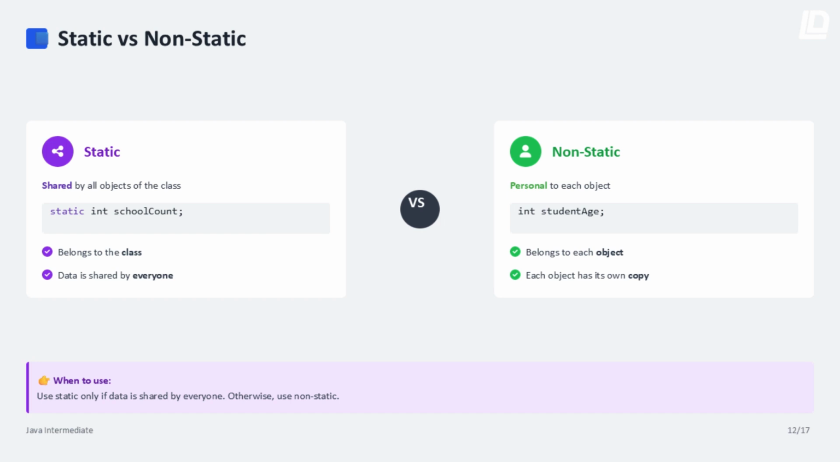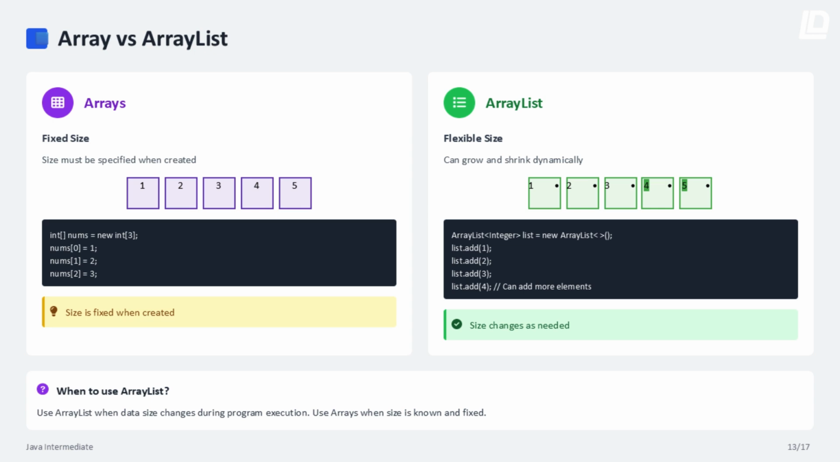Non-static variables belong to individual objects. Understanding this difference helps avoid logical errors in programs. Arrays store multiple values but have a fixed size. Array lists can grow or shrink as needed. Knowing when to use each helps manage data effectively.